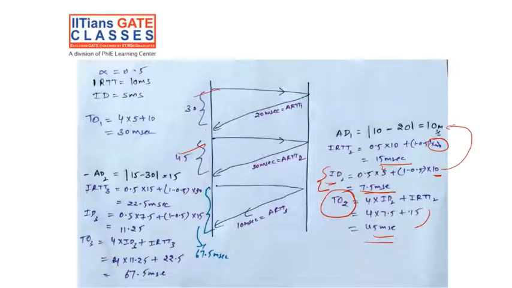Now for the third segment, the same way, but you need to calculate the actual deviation here, which is 15 minus 30. You know this IRTT is 15, and the arrival time is 30, so 15 minus 30 gives a deviation of 15. Similarly, you can calculate IRTT3, the deviation, and the timeout with the calculator. So the timeout will be 67.5 milliseconds. That will be your timeout for the third segment.